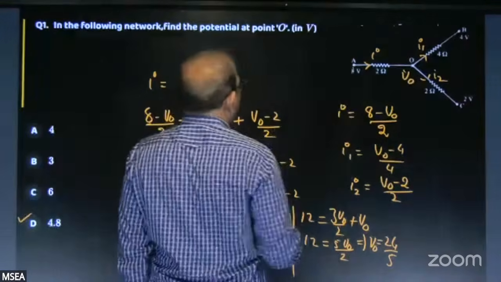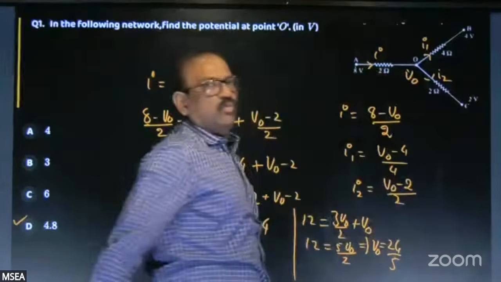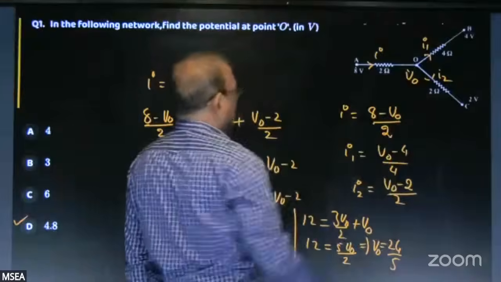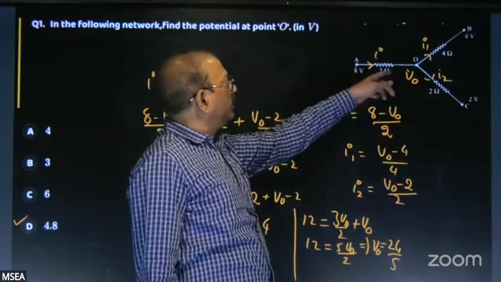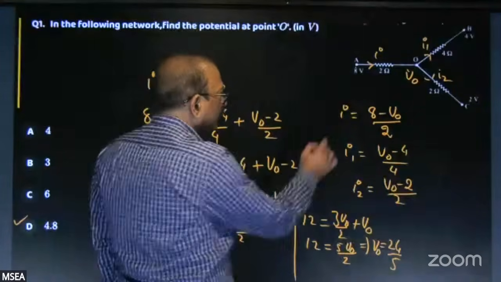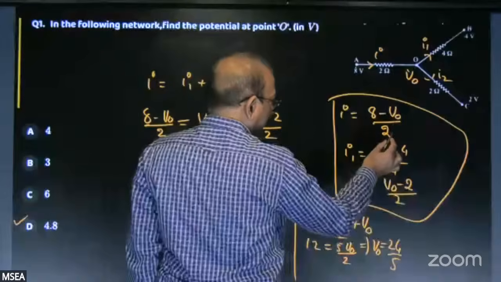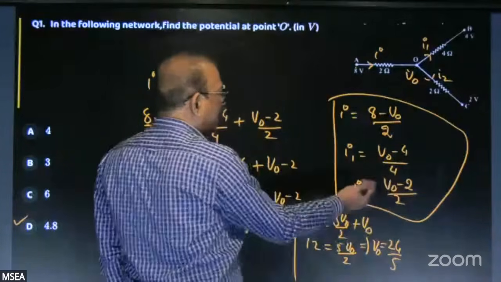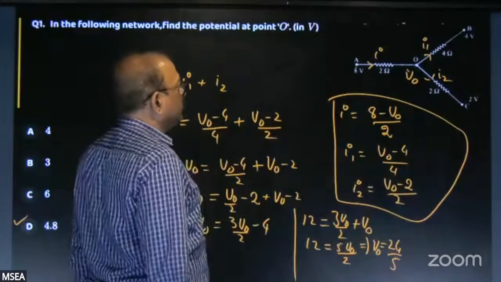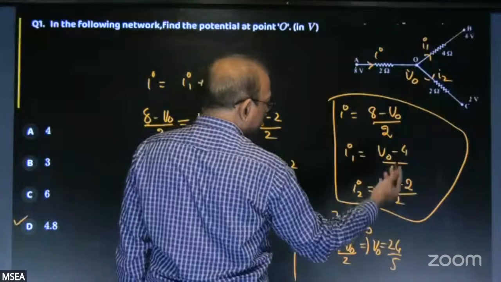Now in this question, instead of asking the potential at the junction O, they may ask any current in any one branch here. They may ask find the current in this 2 ohm resistance or find current in that 4 ohm resistance, anything. Using this you can find. Now substitute V naught value in any one of these equations, that corresponding current you will get. Suppose if they ask find the current in 4 ohm resistor in this network, now this I1, in this V naught value, you substitute and find the current.